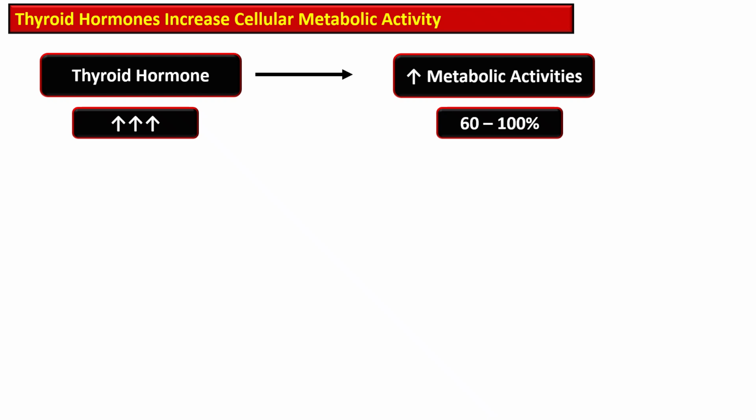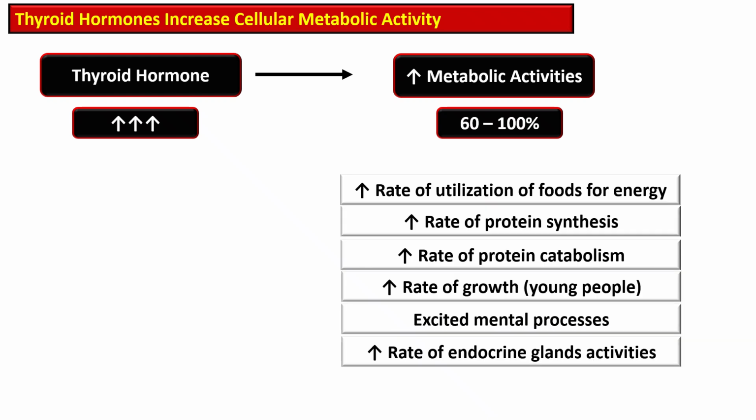The thyroid hormones act like a metabolic accelerator for nearly every cell in the body. They increase the basic metabolic rate up to 60 to 100% above normal, with high hormone levels. So the energy utilization is also increased. This accelerates the breakdown of carbohydrates, fat, and protein for energy.